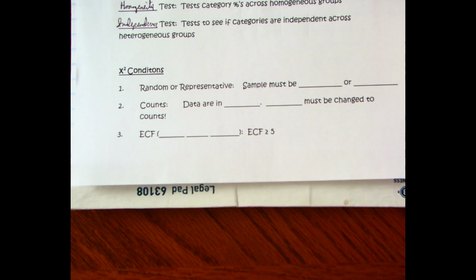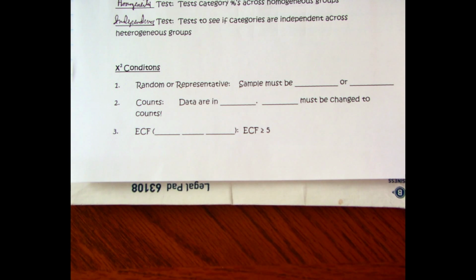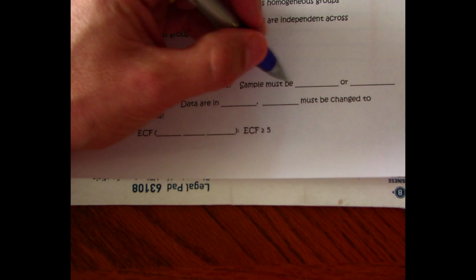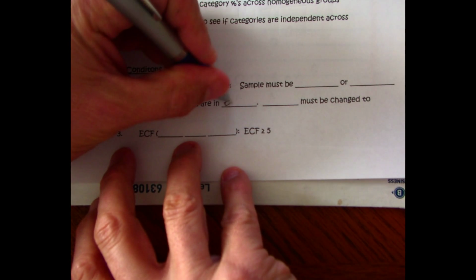Alright, so the next thing you've got to do is check the conditions. There are only three conditions in a chi-square test, because again, we're not testing necessarily just one sample, we're testing a distribution. So the first thing is that your sample, or the observed values you're getting, must be random or representative of the population. So that is what this is. This sample must be random or representative. Okay. Obviously, if it's not, then it's useless. Counts. Data are in counts.